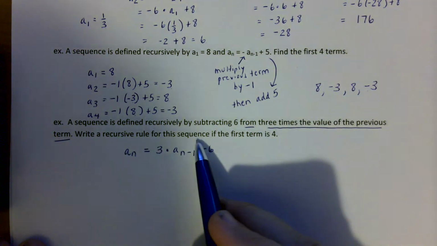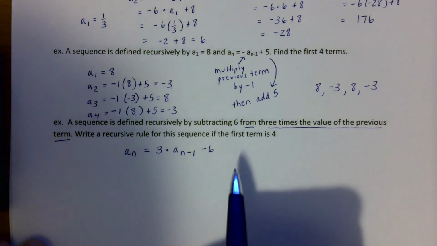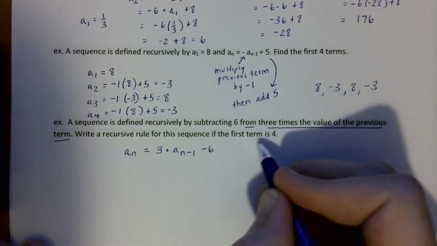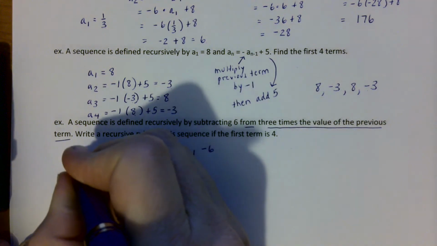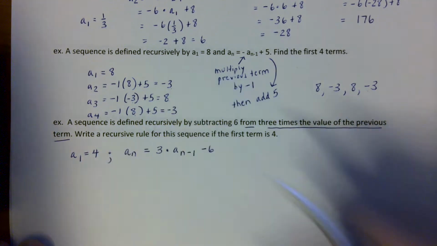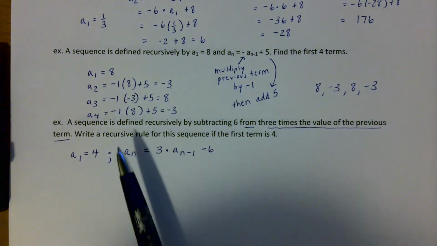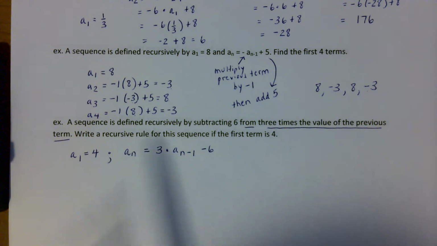Write a recursive rule for the sequence if the first term is 4. So this would be the rule, and remember we also need to show a starting term, and usually we'll put that in front. So a sub 1 is 4, and we would separate this with a semicolon. And that is how you would write a sequence recursively. If you were asked to find additional terms, you could do that as well, but all you were asked to do is write the recursive rule, and that is what we did. So this SOS video has been about how you can write a recursive formula and how you can use a recursive formula.